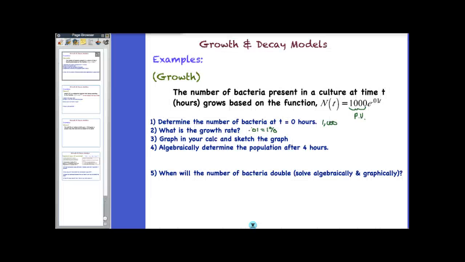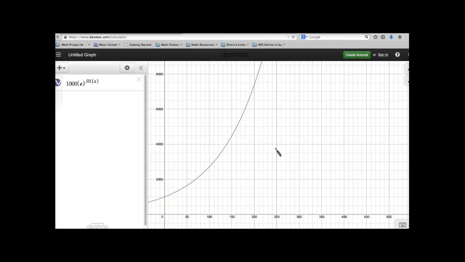Our next question said, algebraically determine the population after 4 hours. Well, if we go back to our graph, let's look and see what it might be after 4 hours. So how can we find that? We would need to find 4 on the x-axis and determine where it intersects on the y-axis. Our x-axis is our independent variable in hours, that's our time, and the y-axis is the number of bacteria.